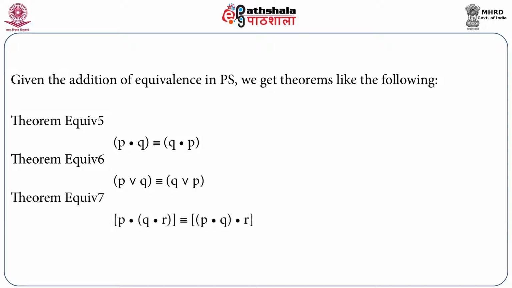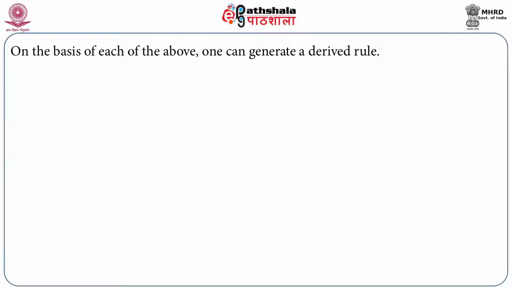Theorem equivalence 7, P and Q and R equivalent to P and Q and R. Theorem equivalence 8, P or Q or R equivalent to P or Q or R. So from these theorems which are generated by equivalence, we can now generate more derived rules. So let us look at those theorems and what are the derived rules that we can get from those theorems.